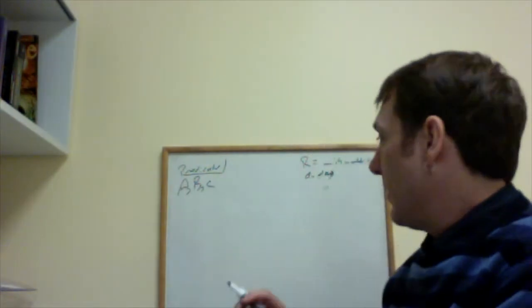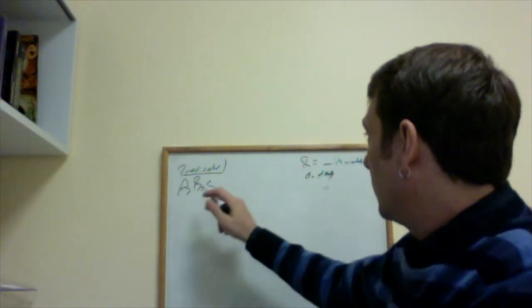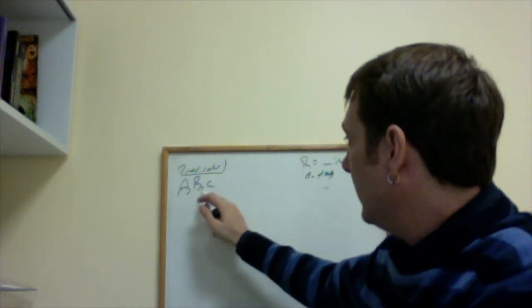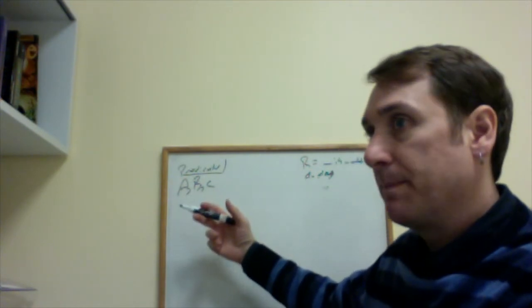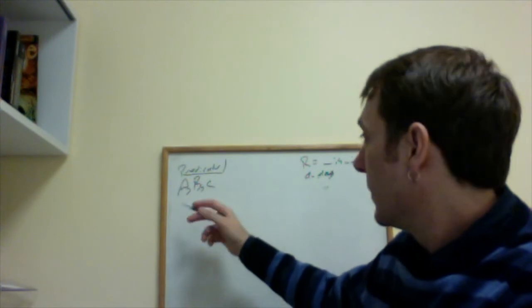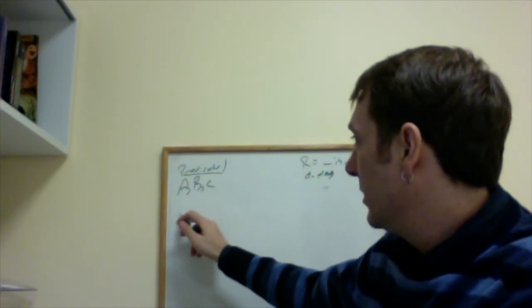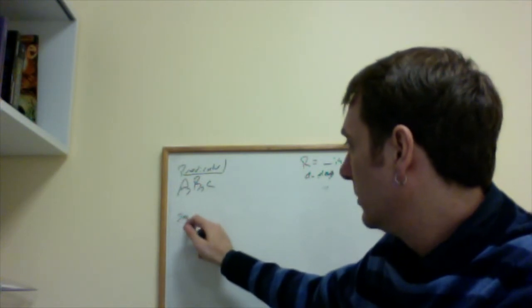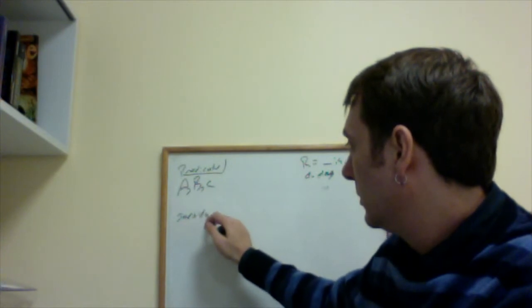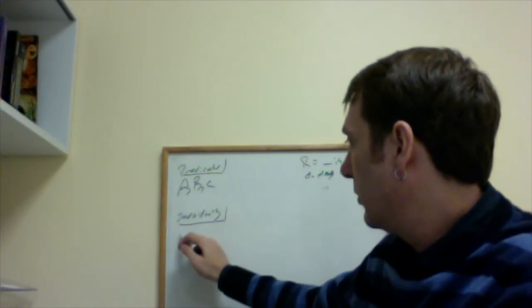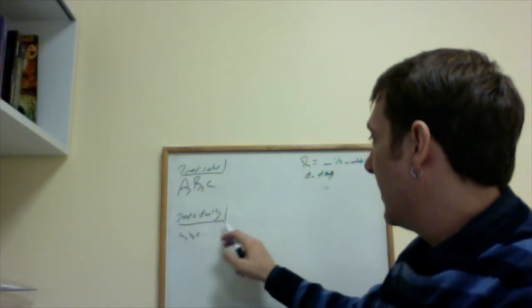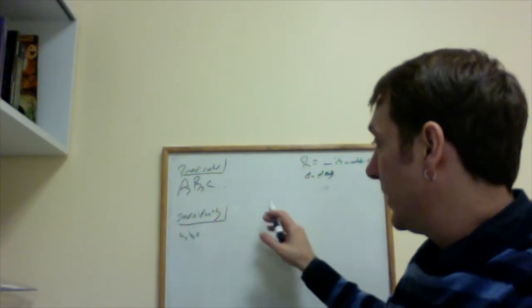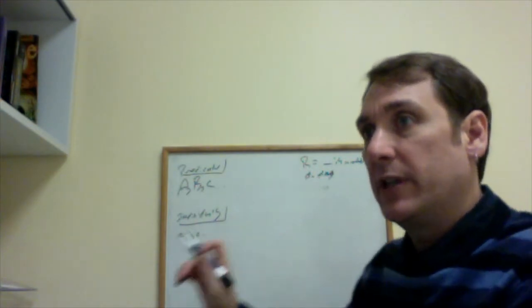Okay, so we use capital letters for predicates, and we use lowercase letters for individuals. That's a, b, c, etc., all the way except for x, y, and z, which we reserve for variables, and we'll introduce those in a second.